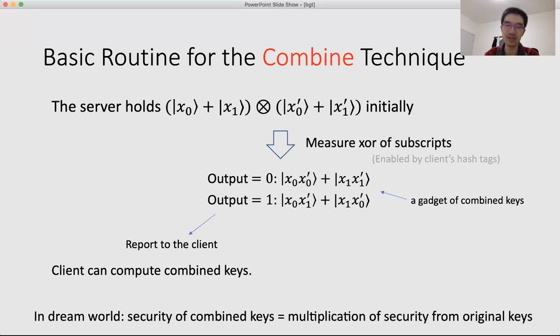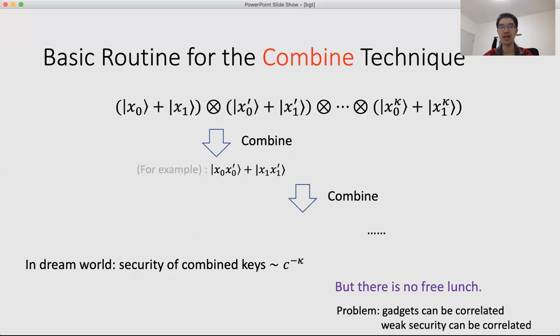Intuitively, in dream world, if the server wants to break the security of the output gadget, it has to have the ability to break the security of both of the input gadgets, which intuitively means the security of the output gadgets could be the multiplication of the security of the input gadgets. And if that's true, we can combine many gadgets together, and the security of the final gadget will be exponentially small. But that's not true actually, and there's no free lunch. The problem is these two different gadgets can be correlated, and their security can also be correlated.